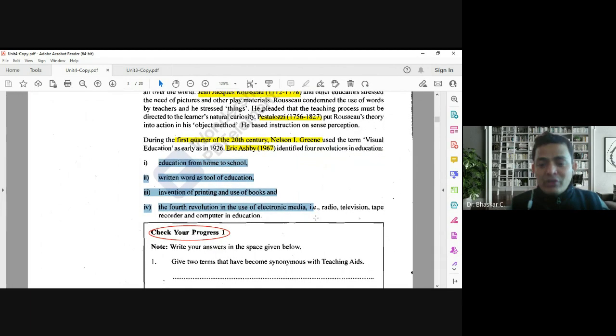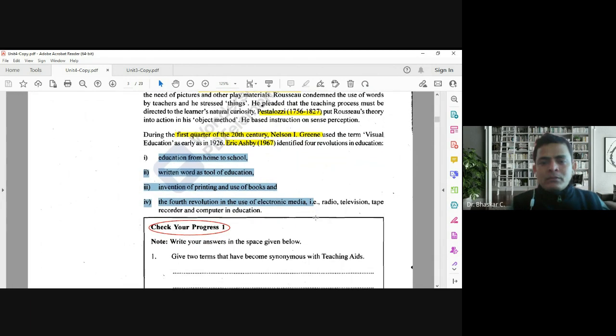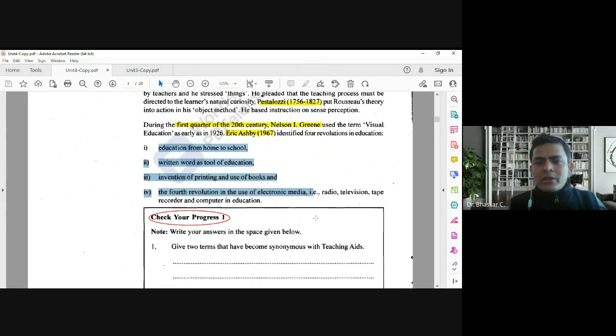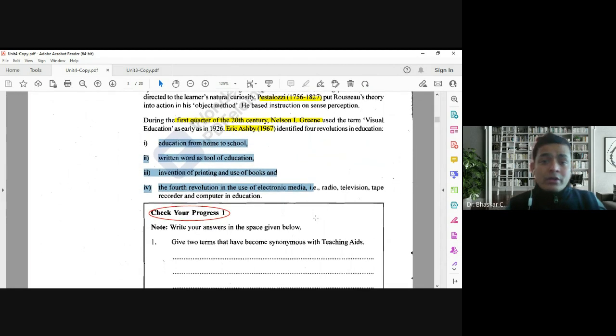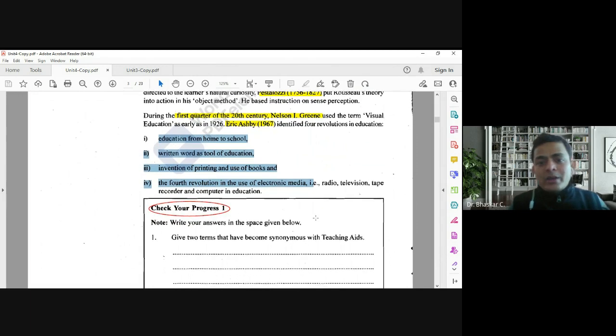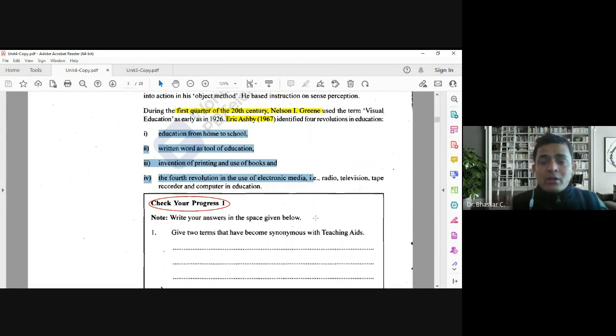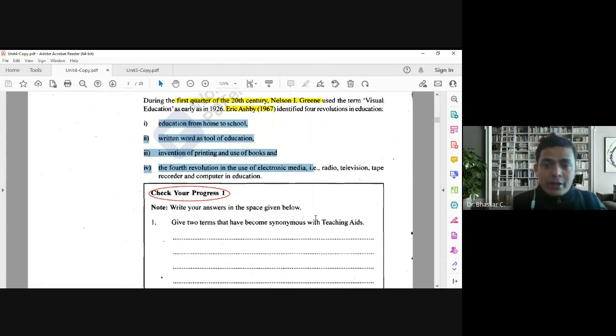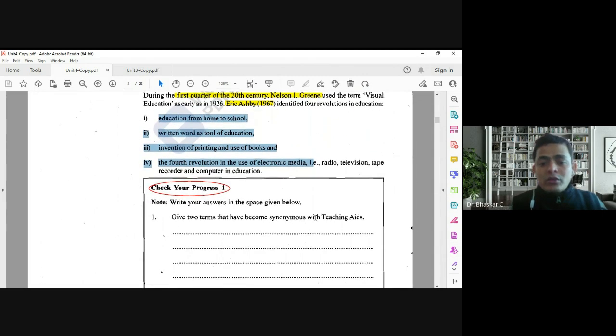So this explanation of four revolutions in education by Eric Ashby has its importance. It is very important to understand this, right? Again I repeat, from home to school, then writing as a tool, then printing of books, and the last one is the use of the mass media.